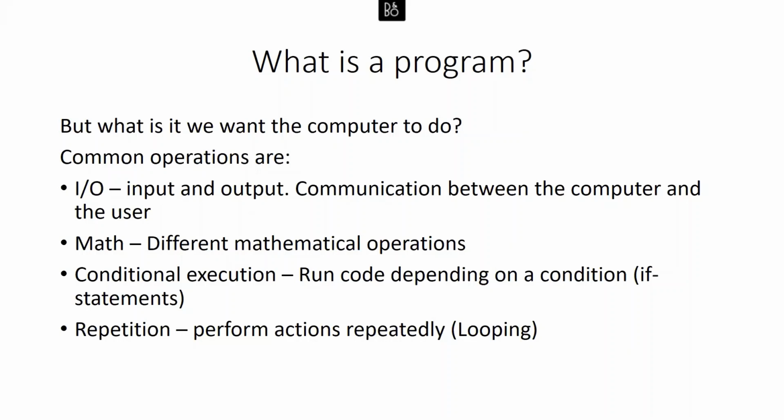Often we need to communicate with the program. For this, we have input and output operations. You often need to do various mathematical operations, both simple like addition and multiplication, and more complex like, for instance, statistical calculations. We also need to be able to control the flow of execution. For this, we have if statements and loops.